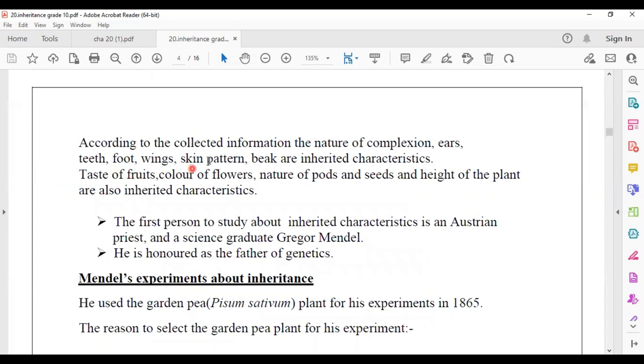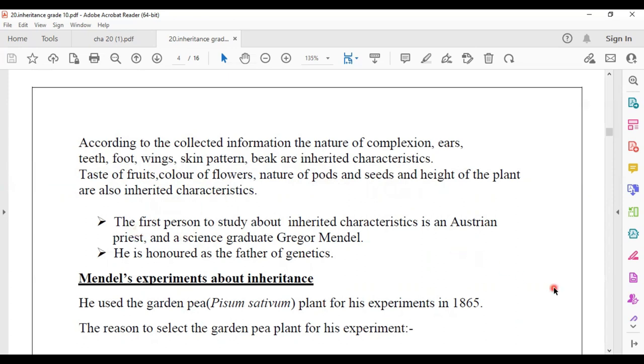According to the collected information, nature of complexion, ears, teeth, feet, wings, skin pattern, beak, taste of food, color of flowers, nature of pods and seeds, and height of plants are also inherited characteristics.